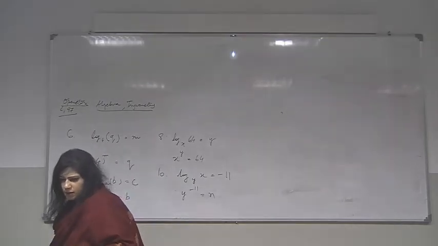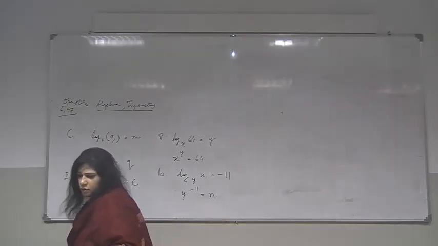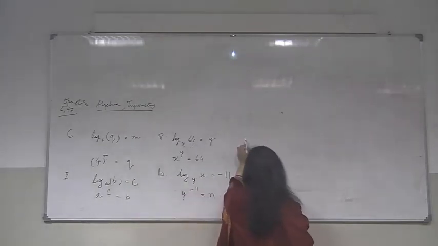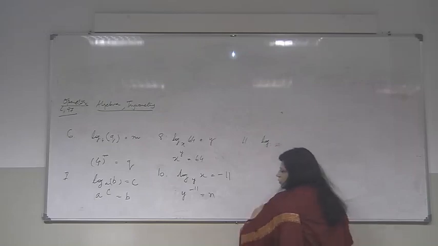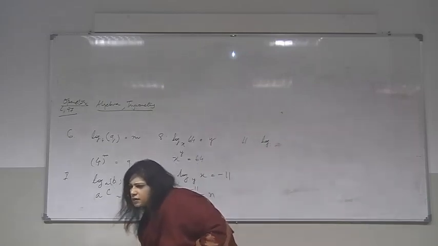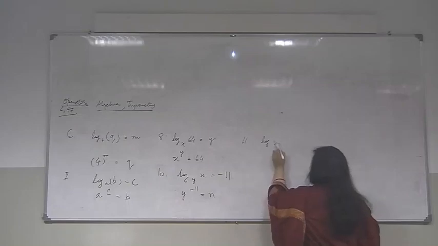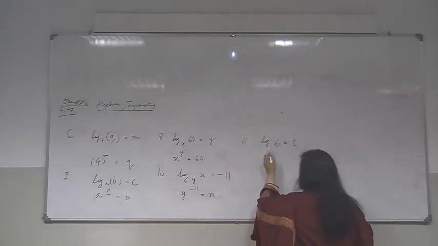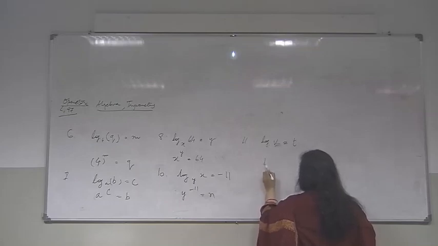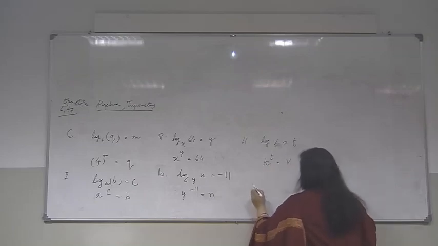Now there's a case for log v is equal to t. Like I said, since this doesn't mention the base, automatically assume that we have base 10. So you can just simply write this as log to the base 10 of v is equal to t. Then base 10 raised to the power t would be equal to v. It's as simple as that.